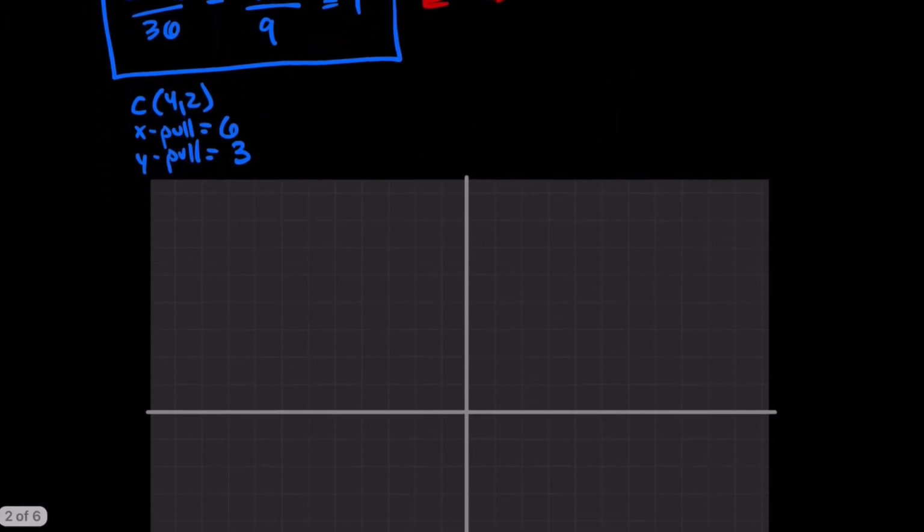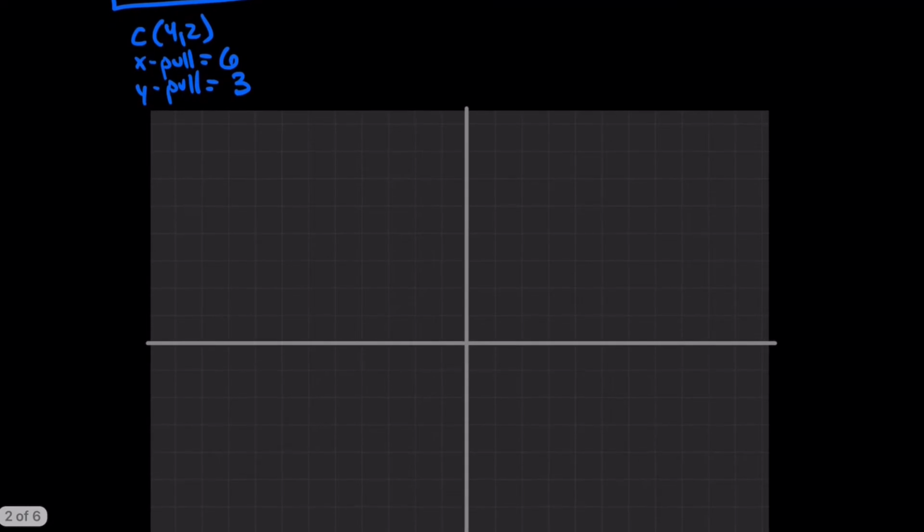All right, so the center is 4, 2. 1, 2, 3, 4, 2. There's my center. X pole is 6. So 1, 2, 3, 4, 5, 6 right there. 1, 2, 3, 4, 5, 6 the other direction. Y pole is 3.